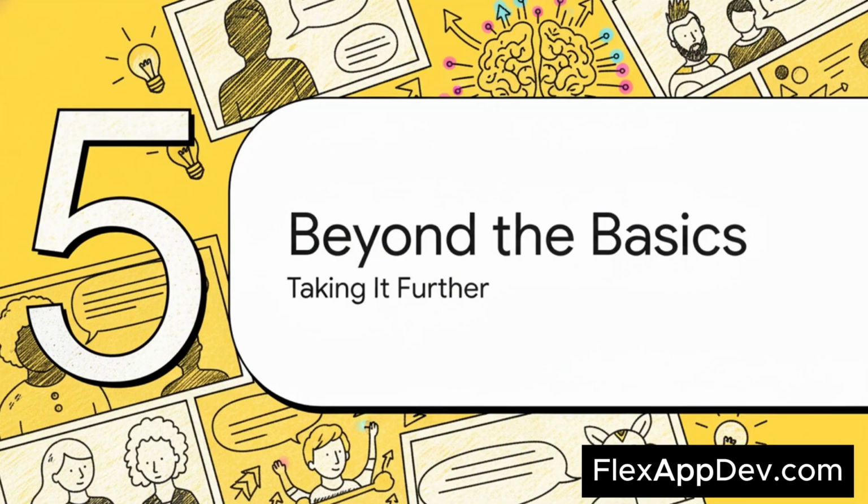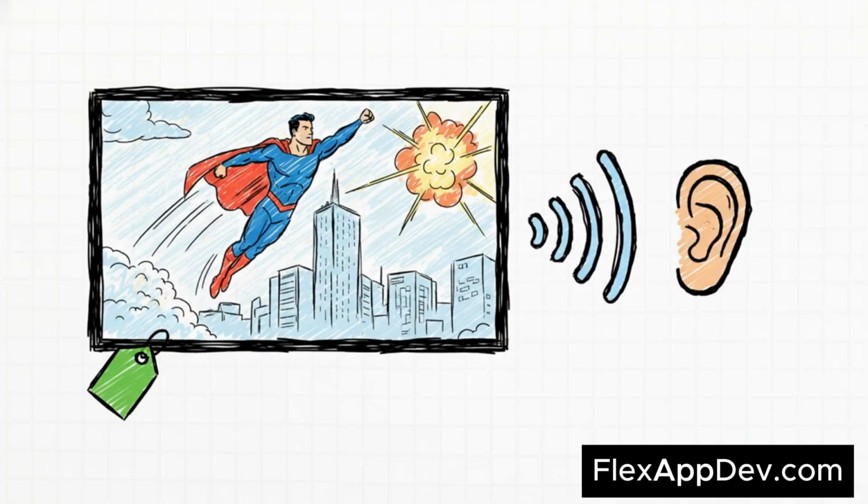And that brings us to our final section, beyond the basics. I mean, this whole process is already amazing, right? But there are a couple of extra features that can really take your creations to a whole other level. First up, and this is really important, let's talk about accessibility. You want to make sure your work can be enjoyed by everyone, and that includes people with visual impairments.